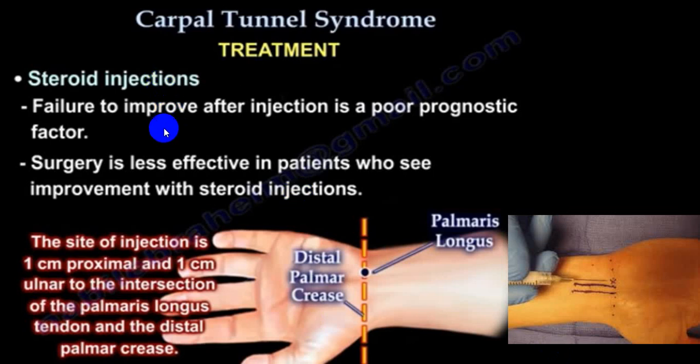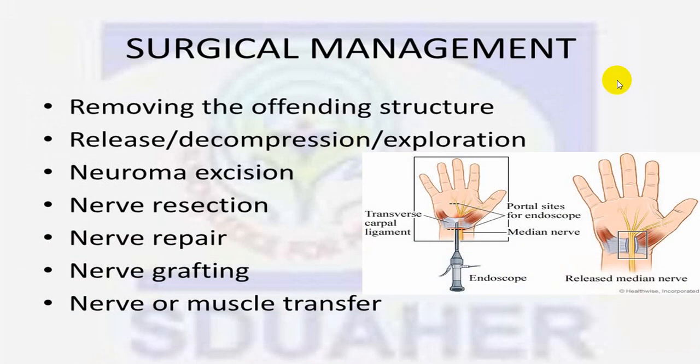Steroid injection is one of the procedures which can be done. Failure to improve after injection is a poor prognostic factor. And in this case, even surgery will be less effective if the person does not improve with steroid injections. So chances of improvement will be relatively less if there is no improvement.